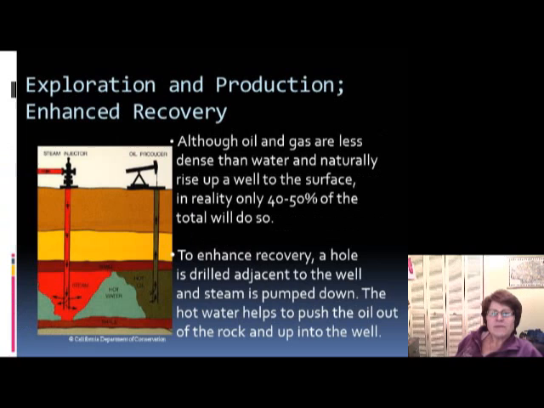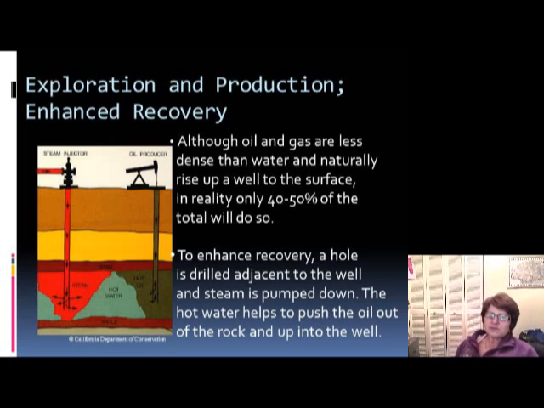Now, most of the time, you probably would think that the oil, because it's lighter, will just come up and you get all of it. But in real life, most of the oil people can take out is 50 to 60% of the capacity down there. So you're not going to get 100% of the oil. You only get about half of it. So people try to come up with different methods to get more oil out of the ground.